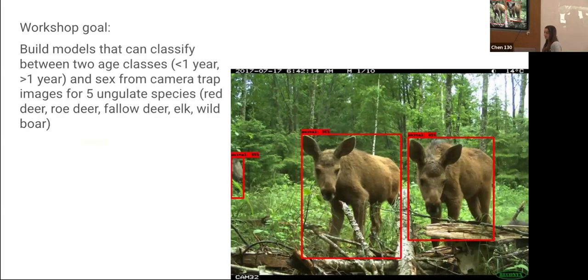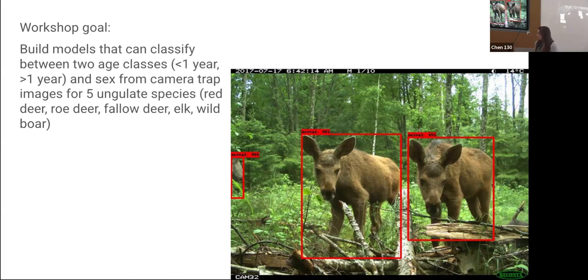So as I just mentioned, the goal for this workshop for me is to build a model that can classify between age classes. I distinguished between two age classes to start with, to make it a bit easier, only juveniles and adults, and sex, from those camera trap images for those five species.